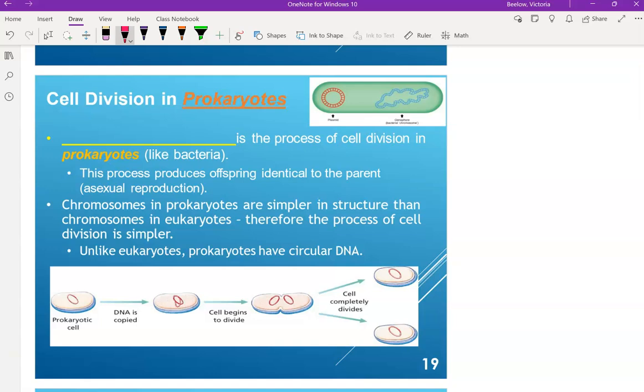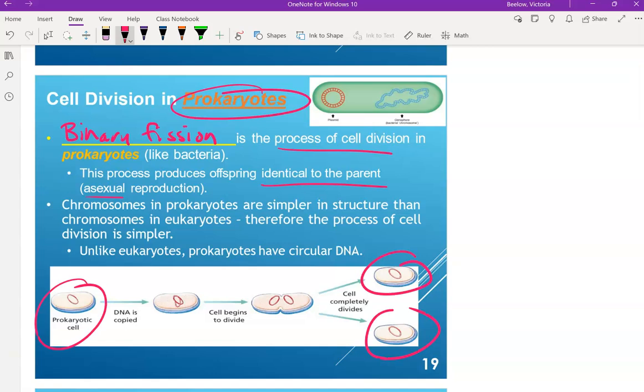And the specific name for the process of cell division that prokaryotes go through is called binary fission. That's just the name that we call the process of cell division in prokaryotes, like bacteria. And in this process, you're going to end with 2 cells that are identical to the parent. And this is what we call asexual reproduction. The cell that you start with is identical to the 2 cells that you end with. This is how bacteria cells make copies of themselves.